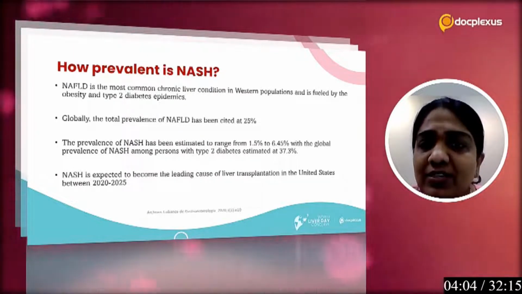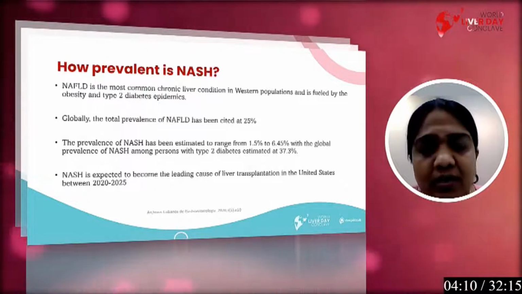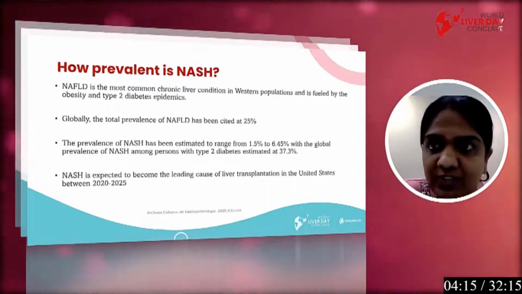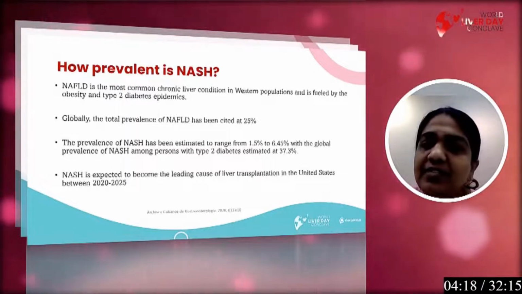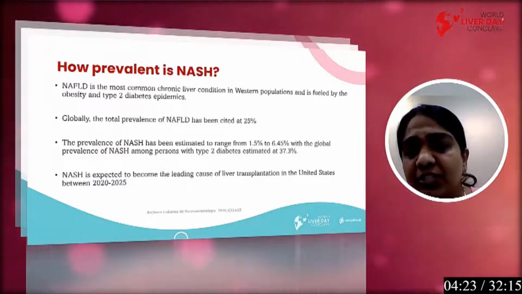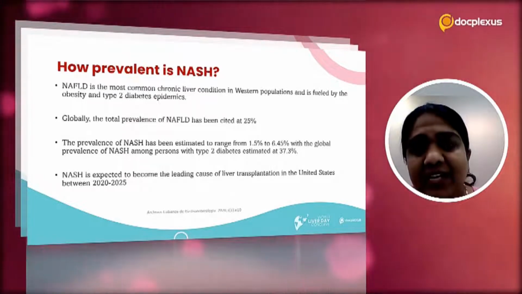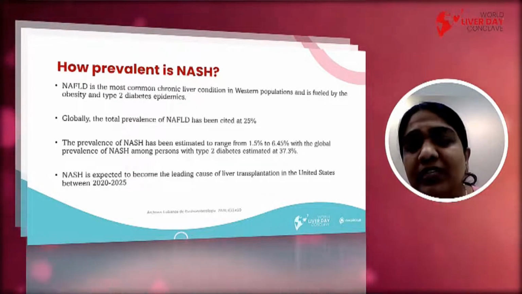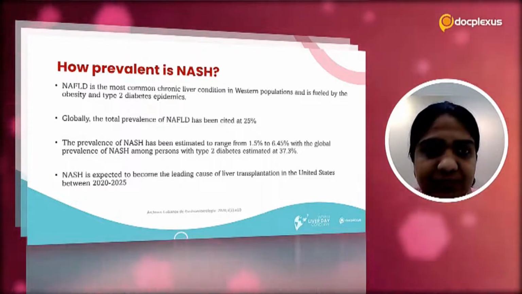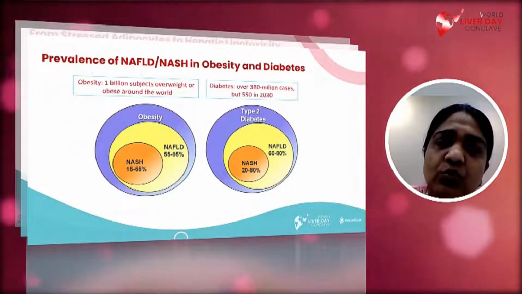Globally, the prevalence of NAFLD is approximately 25%, and so it is in our country as well. It is estimated the prevalence of NAFLD is around 25%, whereas NASH prevalence is around 1.5 to 6.45%. It is more prevalent in patients who are obese or in patients having type 2 diabetes. And it is expected that NASH would probably be the leading cause of liver transplantation in the US between 2020 to 2025.